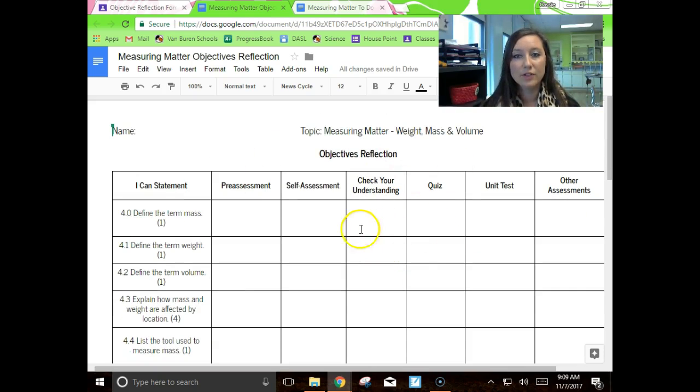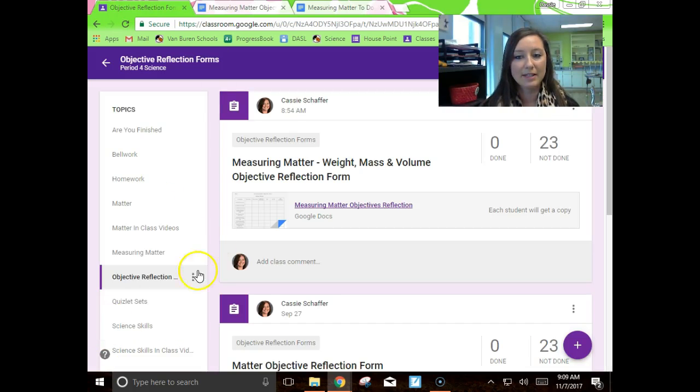So this is the objective reflection form. Students can pull it up for you at any time. It is in their Google Classroom. If you're wondering how they're doing in class, that might be a good place to go and check out.